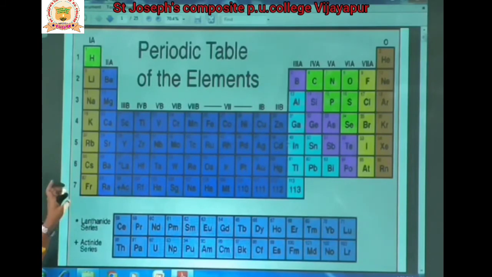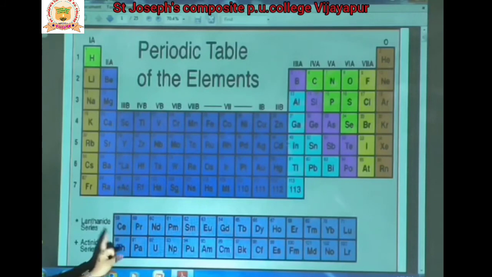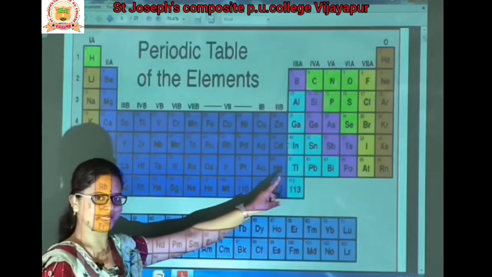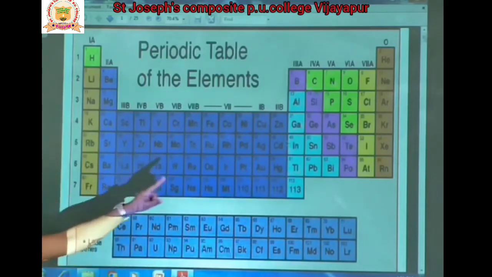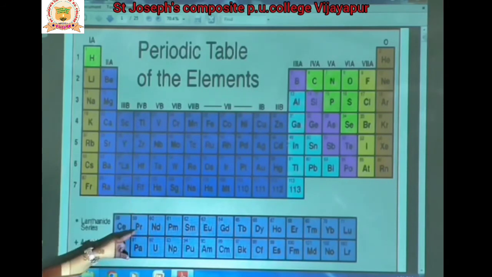This modern periodic table consists of 4 blocks. They are classified into 4 blocks as S block elements, P block elements, D block elements and F block elements. S block elements are present at the left side of the periodic table, and P block elements are present at the right side. In between S and P block there are D block elements. Then at the bottom of the periodic table they placed F block elements.